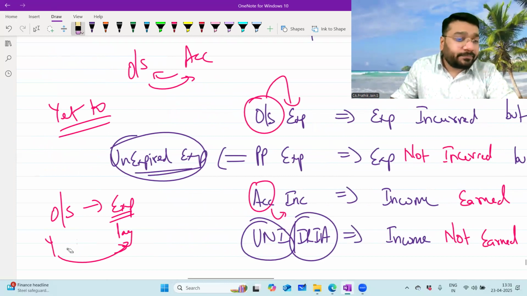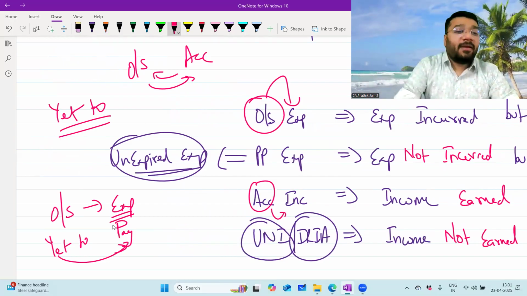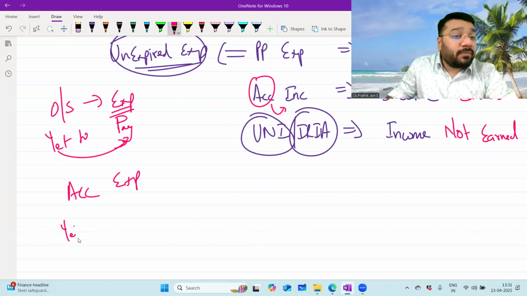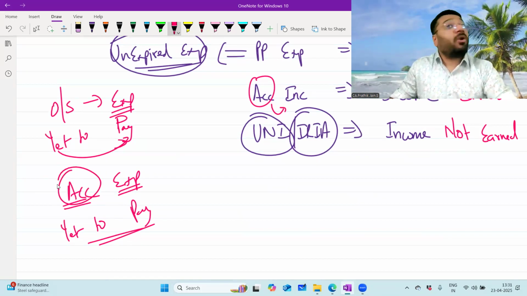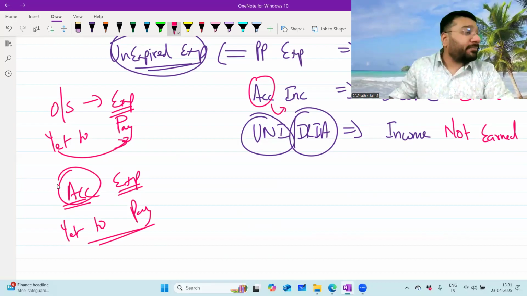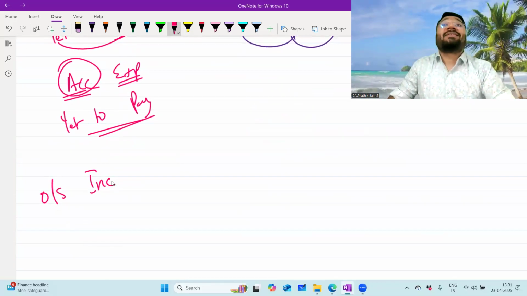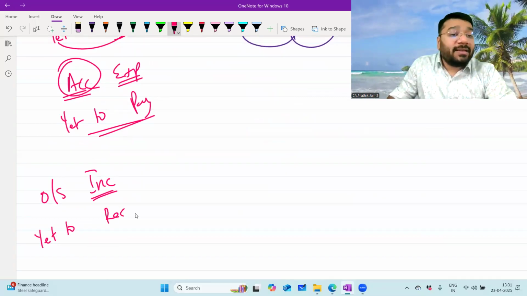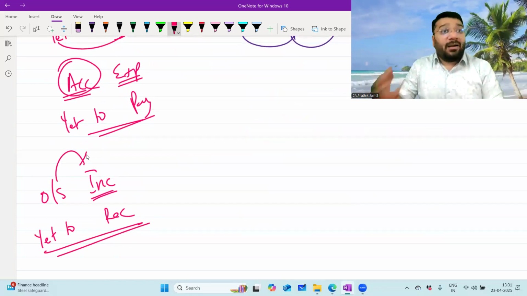Any problem? Yet to pay. If I use the word accrued expense, accrued means what? Yet to. Expense means what? Pay. So can I say yet to pay? So in your question, if they use the word accrued expense, you will not get confused. Both are same. Okay. Outstanding income, they'll use the word sometimes. Outstanding means what? Yet to. Income means what? Receive. Income is meant to be received. Yet to receive means what? Outstanding income. Income earned, money not received.